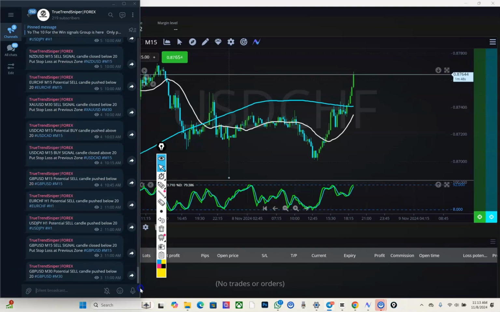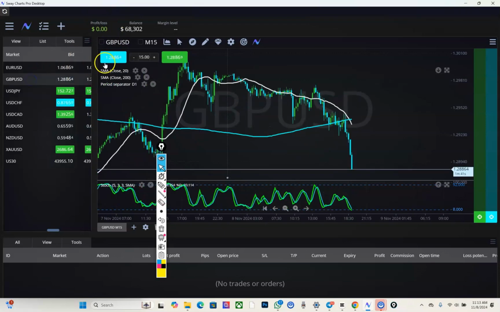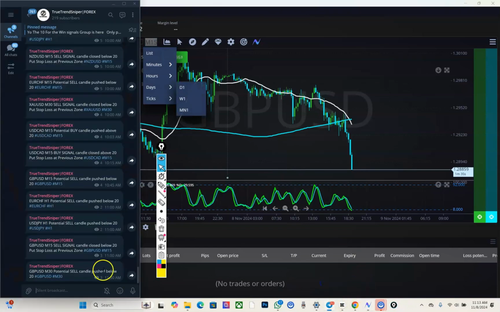I'm trying to see if it called anything else. I'm not going to get in on anything else, but just to kind of show you. Let's see, I think it called GBP USD on the M30. Oh, that's beautiful. It had to call a buy. Had to. Let me see. That's the M30. Okay, so on the M30, that was at 11. Oh yeah, so I'm about 13 minutes late on that.